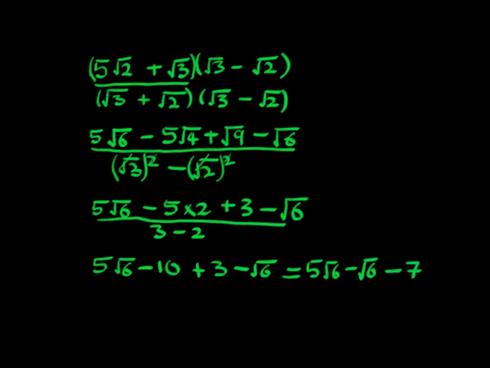Now, this gives us our final answer: 5 root 6 minus root 6 gives us 4 root 6, minus 7. So notice now that our answer has taken the form a root b minus c. So this is what we're told to leave our answer in. So this would be our final answer.